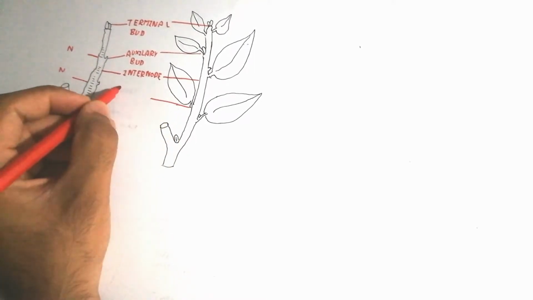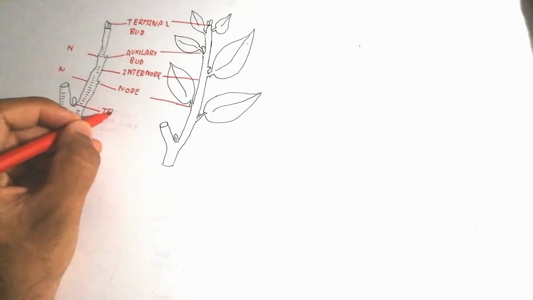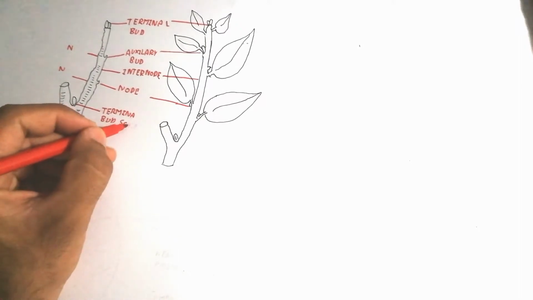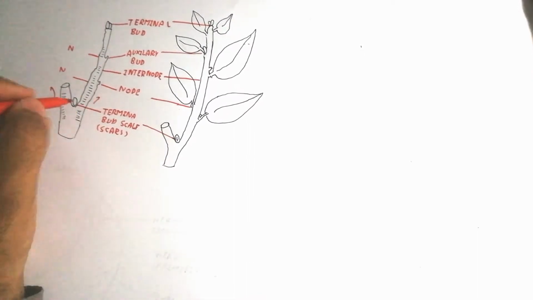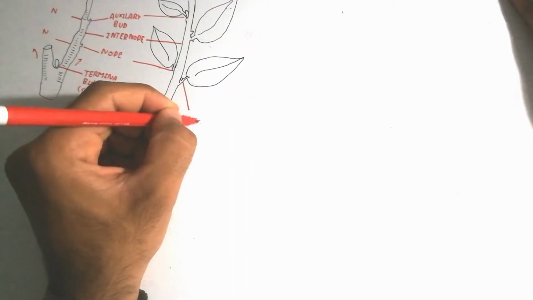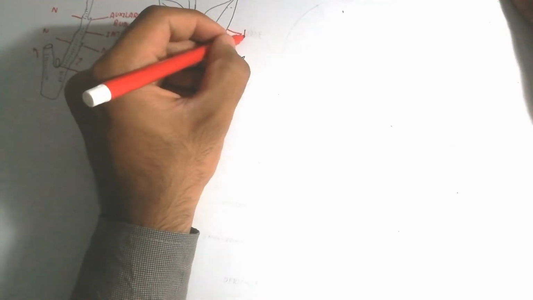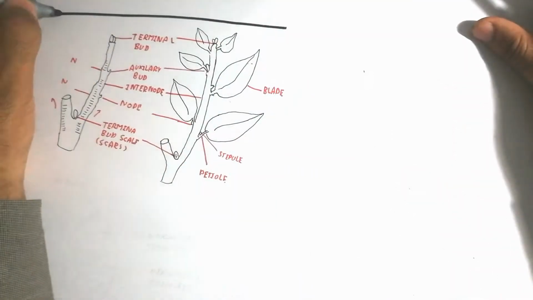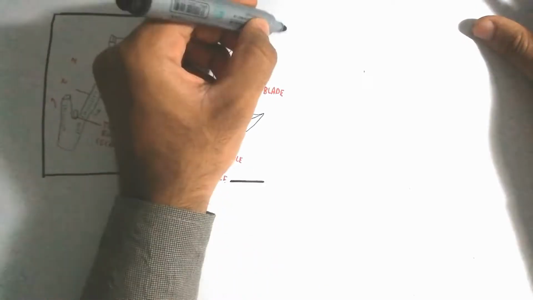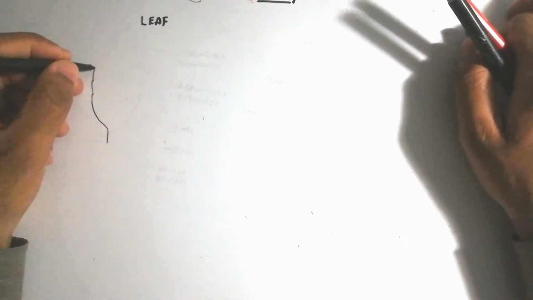So here the terminal bud is at the apex and the axillary buds are present lower down. Nodes are present, and the distance between one node and the next is known as the internode. Here is the blade, and the stipule is a smaller leaf present in the leaves, and the petiole is the stalk that attaches the leaf to the stem.